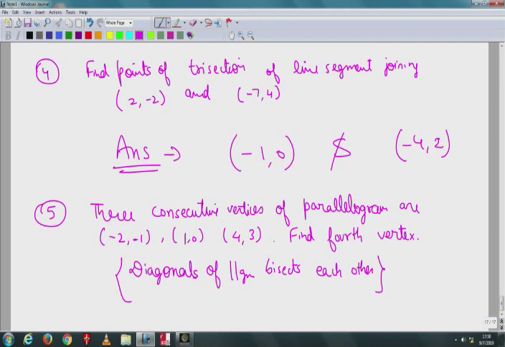Anybody got the answer for question number 5? Sisipur, 1, 4 is not the correct answer. Yes, 1, 2 is the correct answer. Which concept have you applied? Just give me a hint. Right.